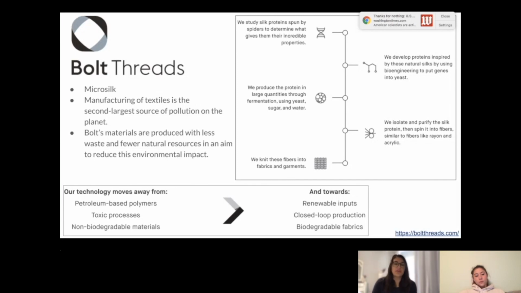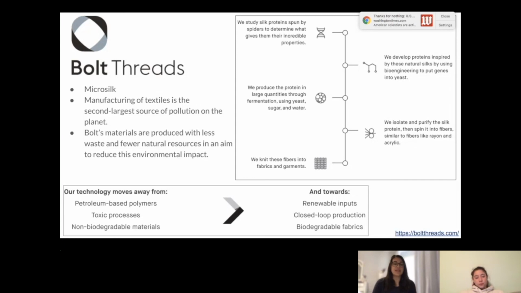Spider silk has properties that include high tensile strength, elasticity, durability, and softness. Bolt Threads began by studying spider silk proteins spun by spiders and determined what gave the silk their incredible properties. The spider DNA was then genetically engineered into the yeast cells, and through fermentation, a liquid silk protein is produced, which has a very similar look and texture as glue.